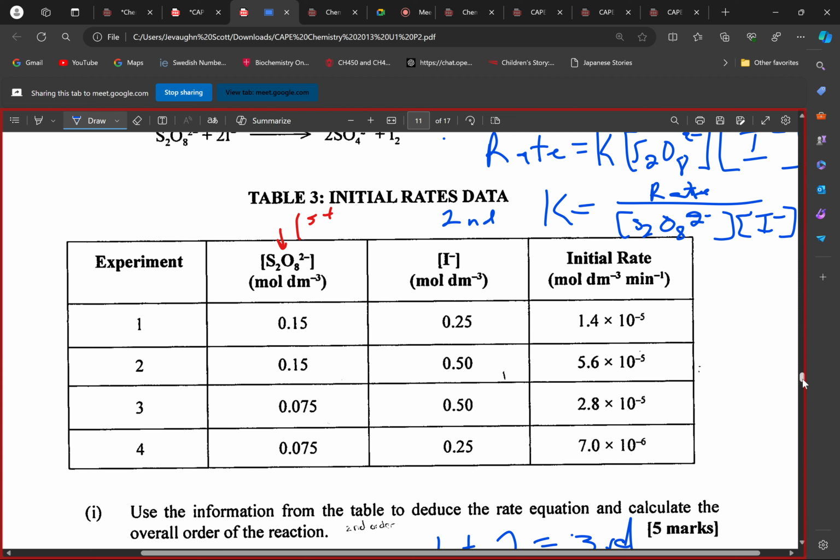All right, what are the values we're getting? Hello? What? 5.8 times 10 to the minus 6. Which experiment did you use? The first one. 5.8. Okay.